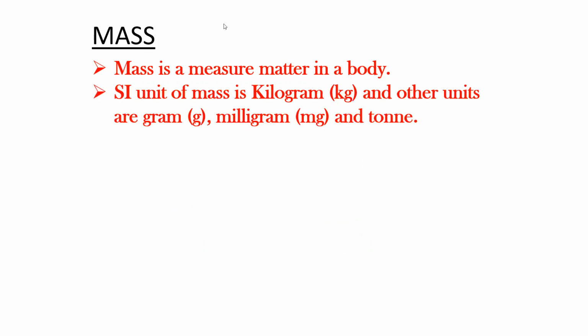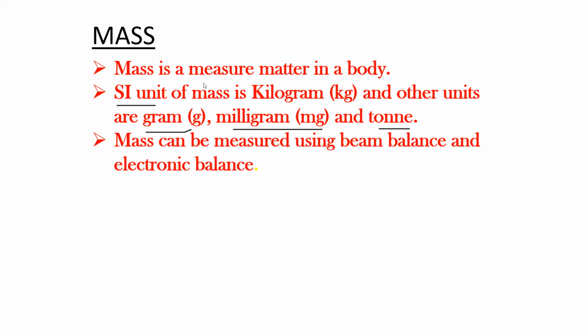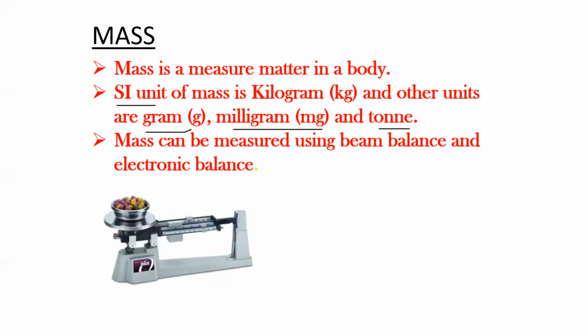So mass is a measure of matter in a body. And what is the SI unit of mass? The standard or Système International unit is the kilogram, or kg. But there are other units such as gram, milligram or ton, but the SI unit is the kilogram. And how can we measure the mass? Mass can be measured by a beam balance or an electronic balance. Maybe you have seen this type of balance in our lab also. This is called a triple beam balance. This is a beam balance, or this is the electronic balance.